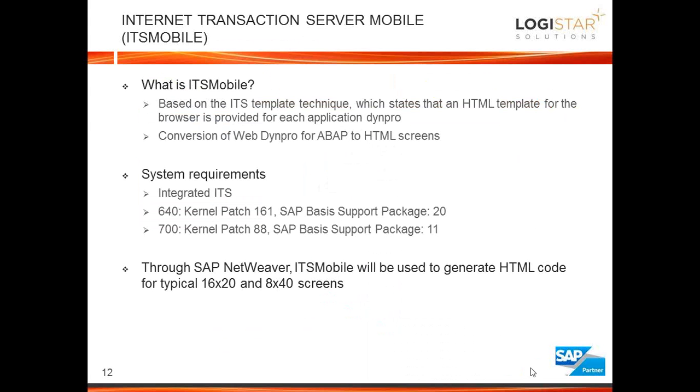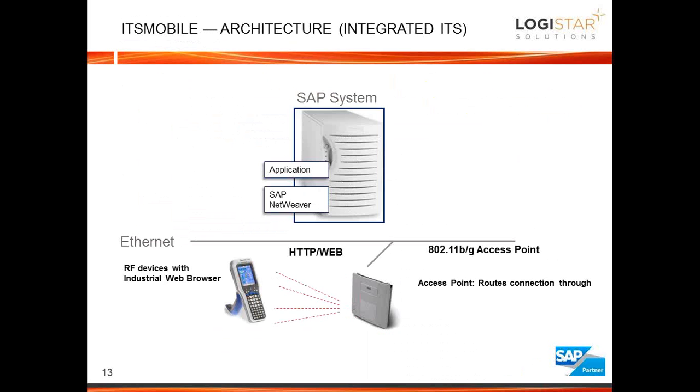In the middle, you see some of the system requirements, and the two standard screen sizes would be the 16 by 20, which is your handheld screen size, as well as your 8 by 40, which tends to be your vehicle-mounted unit.